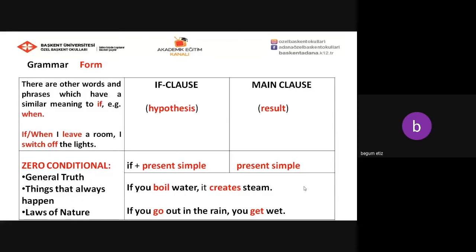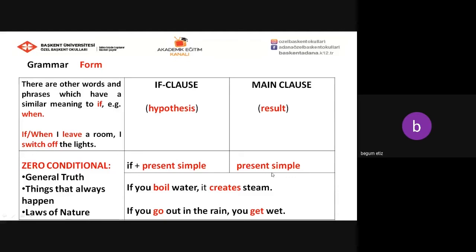Here is a chart that represents both the formation and usage of zero conditional. We use zero conditional to talk about general truth, things that always happen, and laws of nature. As I said before, it consists of two parts, if clause and main clause. If clause indicates hypothesis, main clause indicates result. As you see here, for if clause, we need to use present simple, and for main clause, we need to use present simple as well.